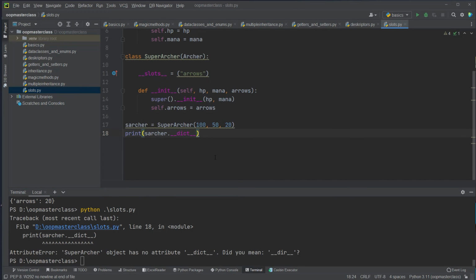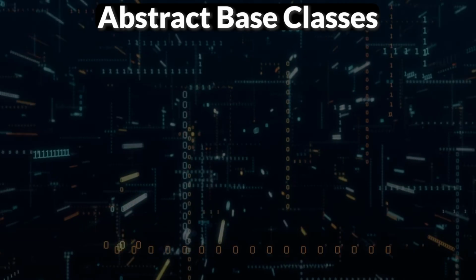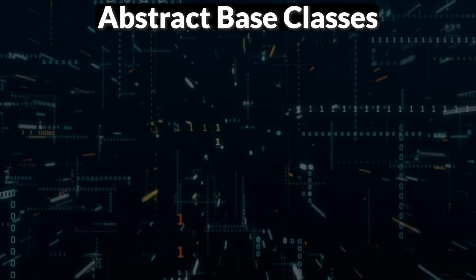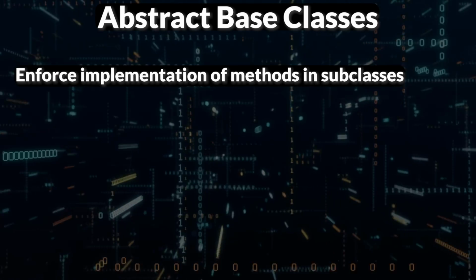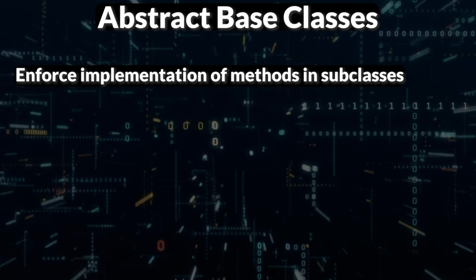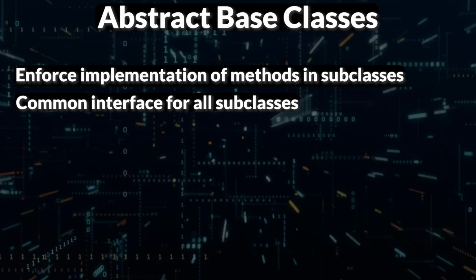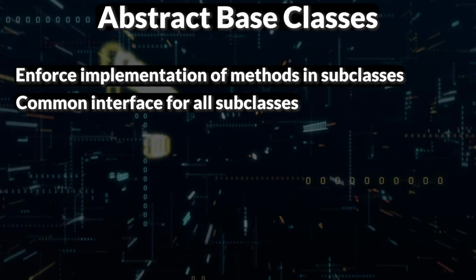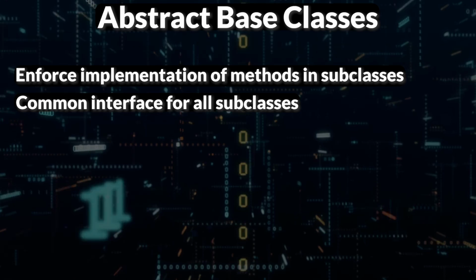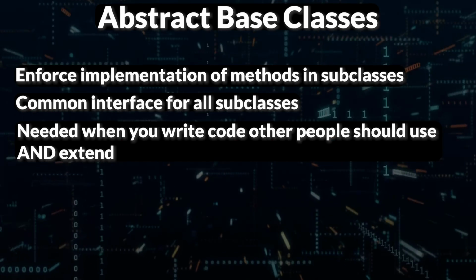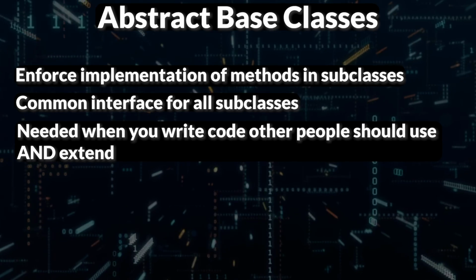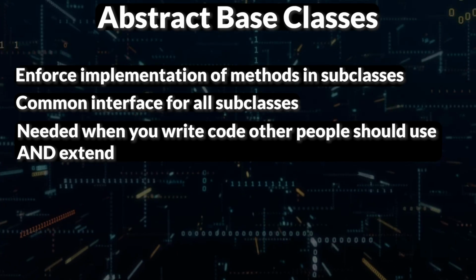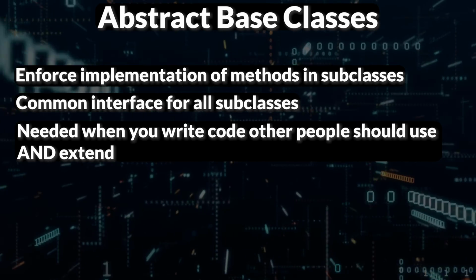Great, so in the next section we will have a look at abstract base classes, or in short ABCs. Okay, now let's have a look at abstract base classes. Abstract base classes are used to enforce that certain methods are implemented in all subclasses, so this provides a common interface and ensures consistency across different implementations. Abstract base classes are primarily used by framework or library developers to establish a consistent interface and contract for users extending their code with custom implementations.